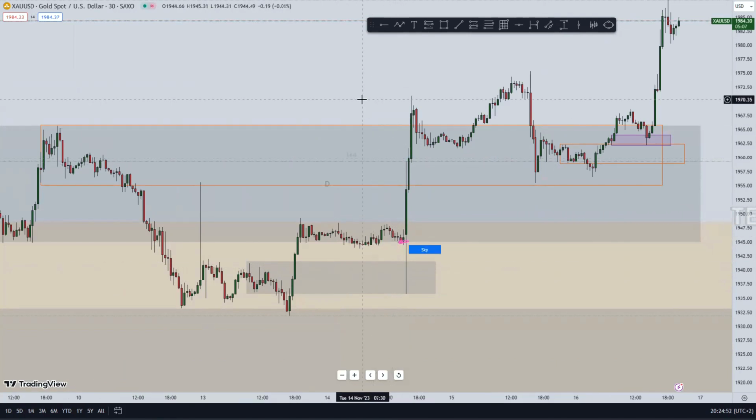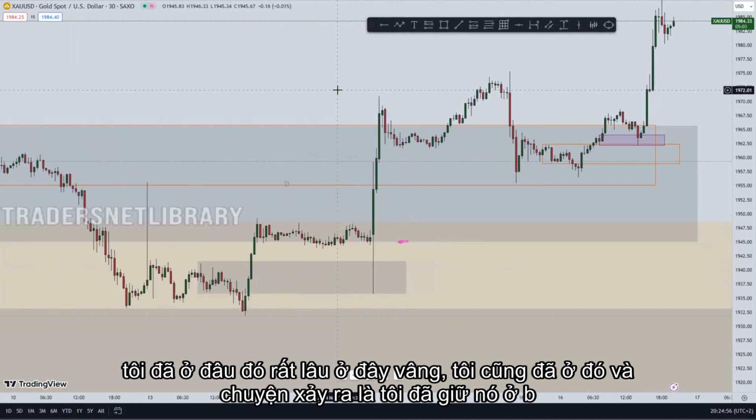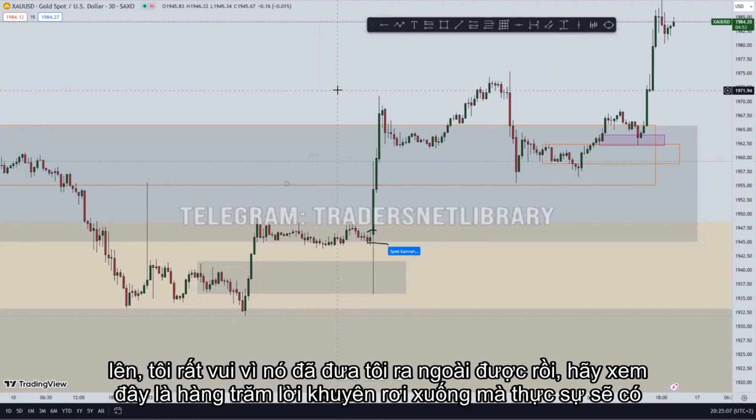Let me tell you where I was long. I was long somewhere over here. Same, I was there. What happened was I kept it at breakeven at some point, when it moved somewhere over here. It hit me out, and then it went up. I'm glad it took me out.